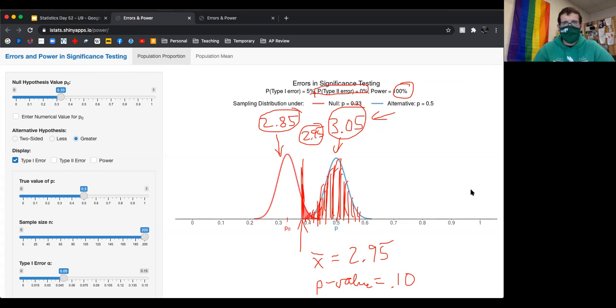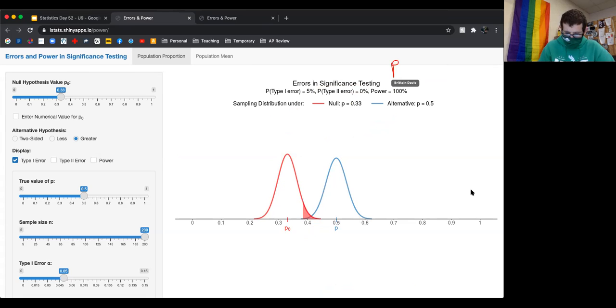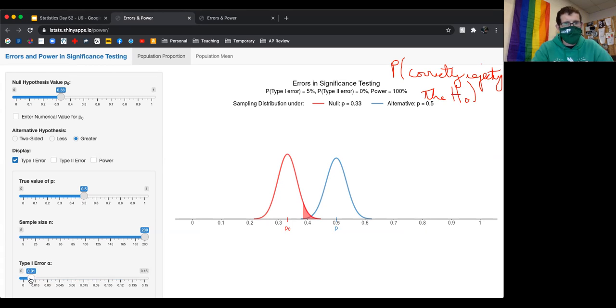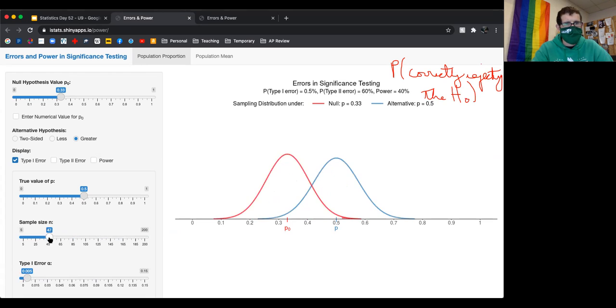All right, so there are 3 ways that we can make the power of a test bigger. And again, the power is the probability of correctly rejecting the null. So we've seen 2 of them. One way I can do that is by increasing the probability of a type 1 error. Notice if I went down to a 0.005, my power in this test, actually, let me take this back. Let's say we have a sample size of 50. We'll go back to where we started.